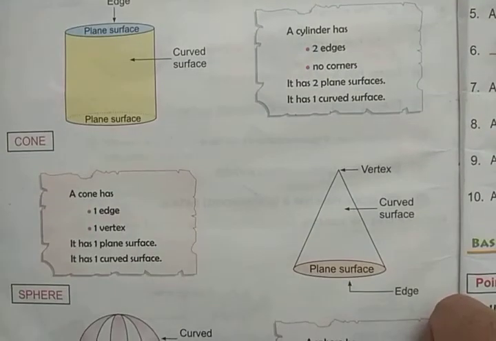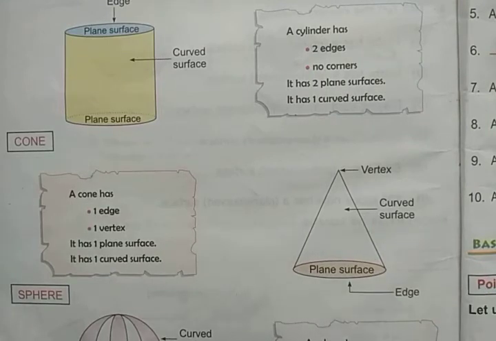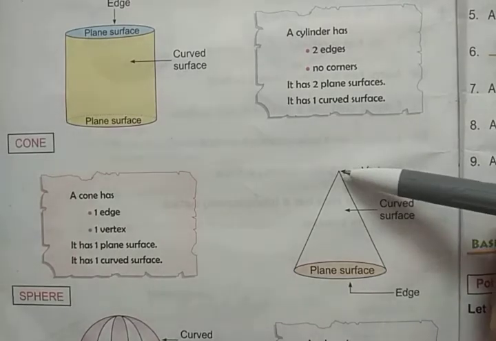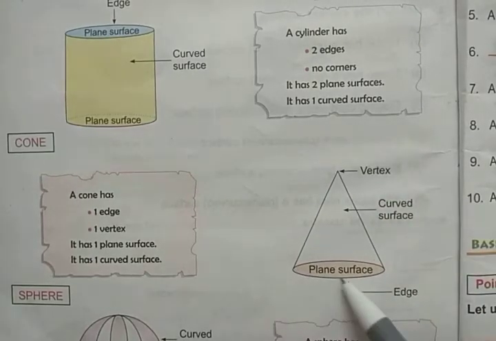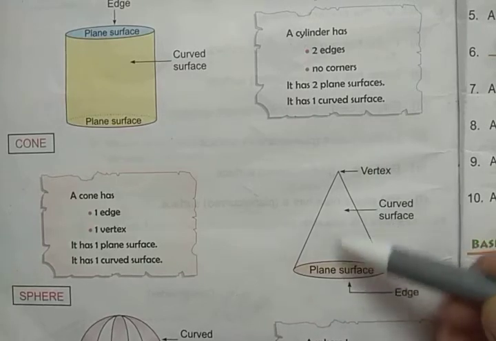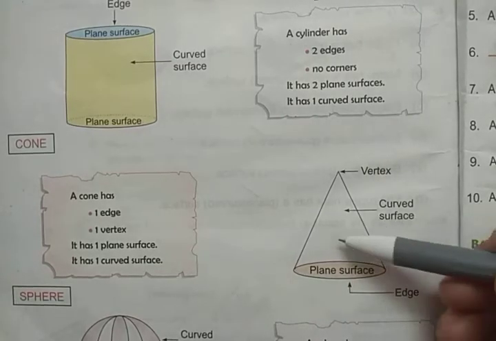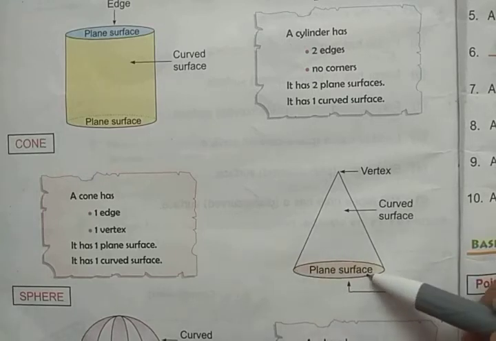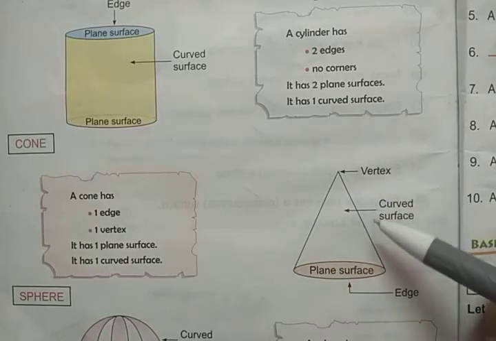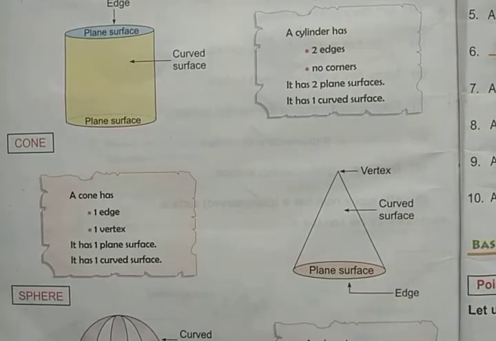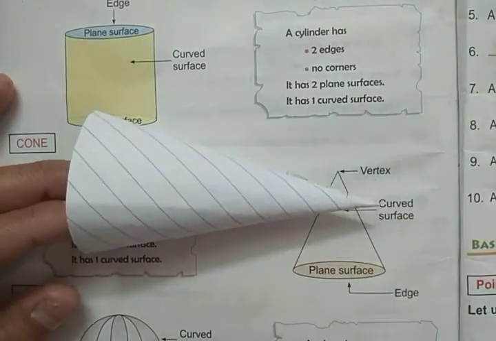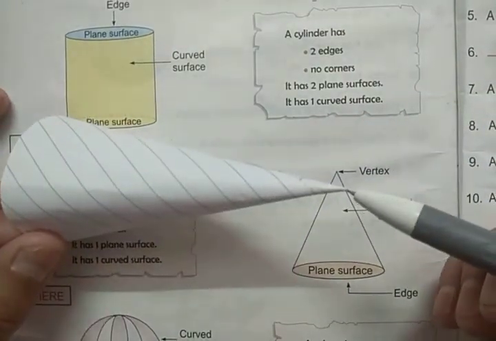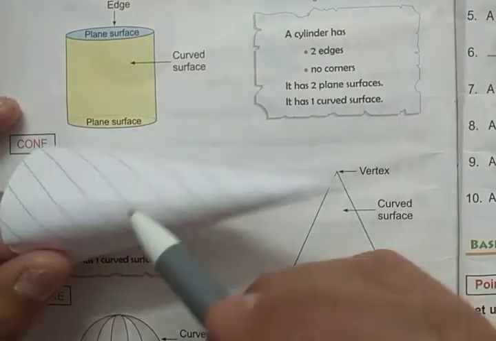Next solid shape is your cone. Now a cone has one edge, one vertex. You can see here one vertex at the top and one edge. Here this is your one edge. Where two surfaces meet, what forms? An edge. So there is only one edge because it has two surfaces, one is a curved surface and one is plane. I have made one cone for you. You can see here this is a vertex and this is a curved surface.